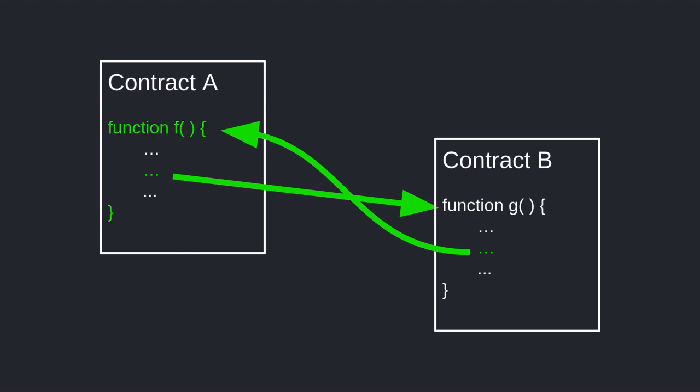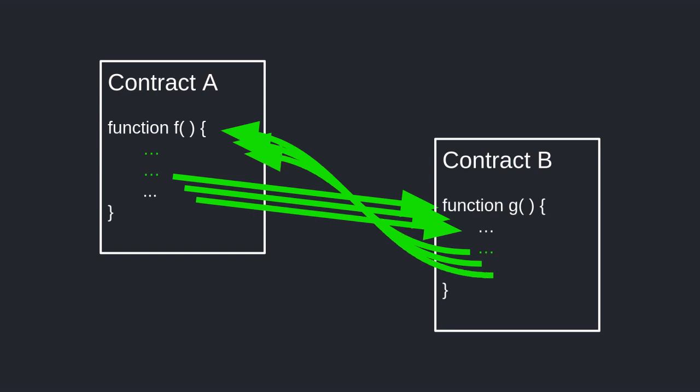The function f inside contract A starts executing its code. Before the previous call to the function completes, it calls function g in contract B again, and function g calls back into function f. And this can continue indefinitely. Using this hack, millions of dollars were stolen. In a future video, I'll go over this in more detail.